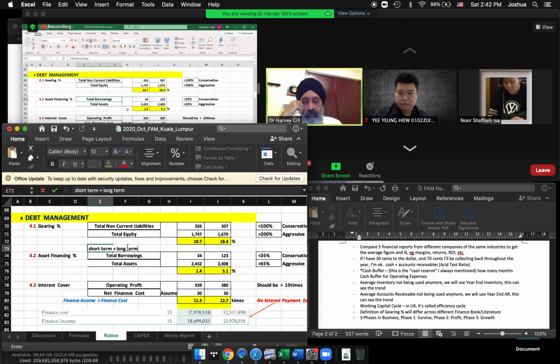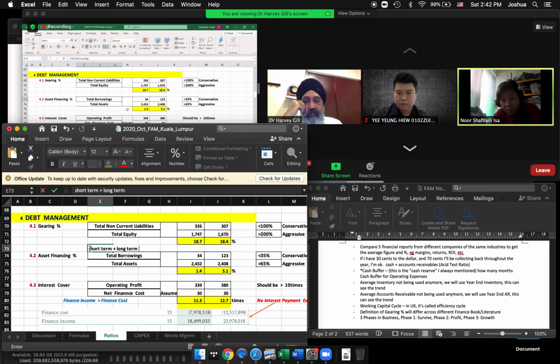That's the question we want to answer. How much should a company borrow? Well, if you ask a banker, they will tell you as long as you have repayment capacity.